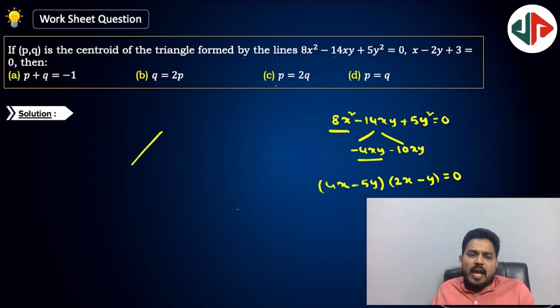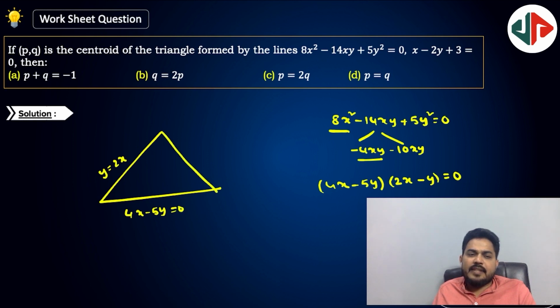So now this is the thing. So you have y is equal to 2x. Here 4x minus 5y is equal to 0. And the third line is x minus 2y plus 3 is equal to 0. Y is equal to 2x here. X minus 4x. So x is equal to 1, y is equal.